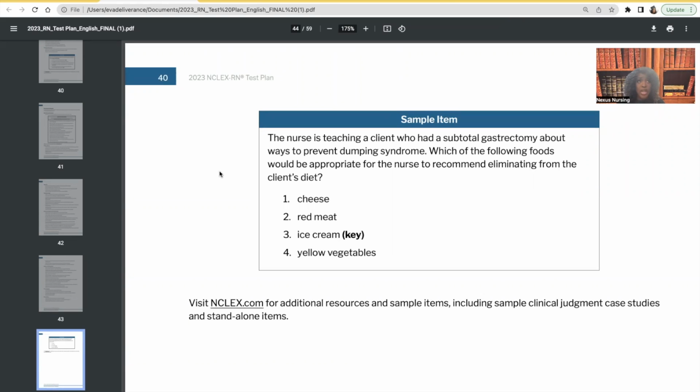You're going to teach them not to eat and drink at the same time. That can also cause dumping syndrome. So just these key things regarding gastrectomy and dumping syndrome, absolutely, that you need to know. Cheese, red meat, yellow vegetables, nothing's really wrong with that. But simple sugars, stay away from, and do not eat and drink at the same time.